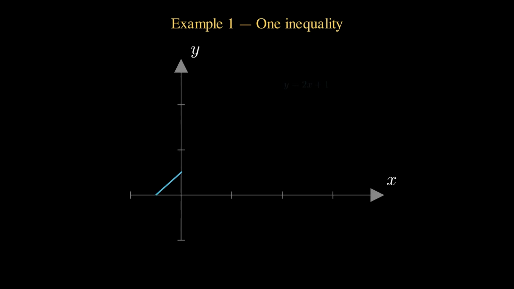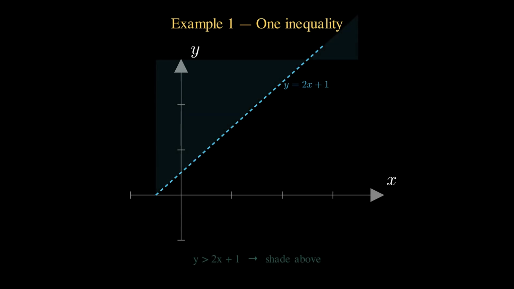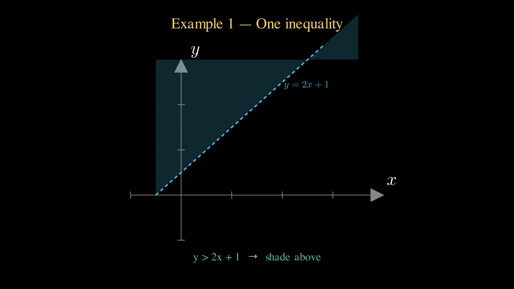Example 1. Graph y is greater than 2x plus 1. Begin with the boundary y equals 2x plus 1. Strict inequality, so make the boundary dashed. That communicates the points on the line itself are not solutions of y greater than 2x plus 1. Shade above the dashed line, because y must be larger than the expression on the right for points in the region.